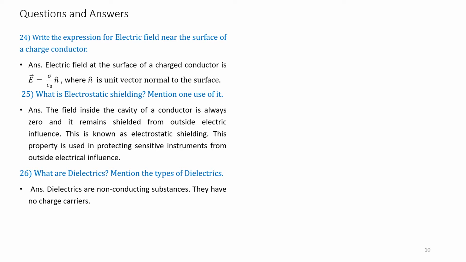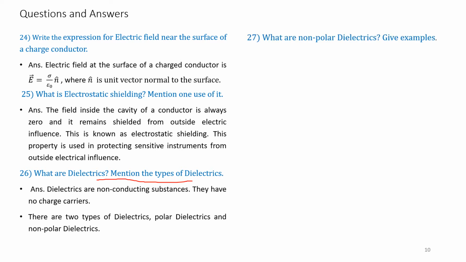What are dielectrics? Mention the types of dielectrics. Dielectrics are non-conducting substances. They have no charge carriers. So there are two types of dielectrics. One is polar dielectrics, and the other is non-polar dielectrics.